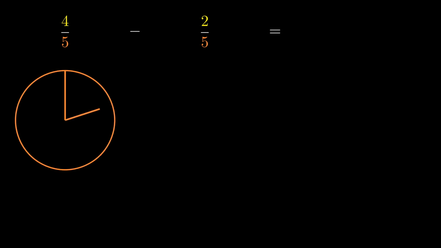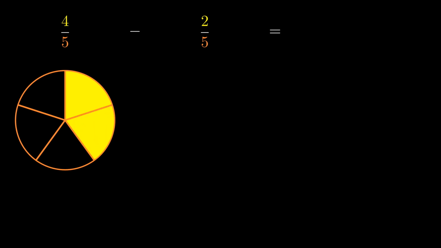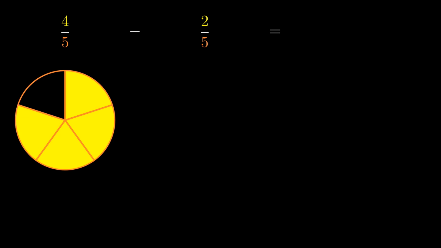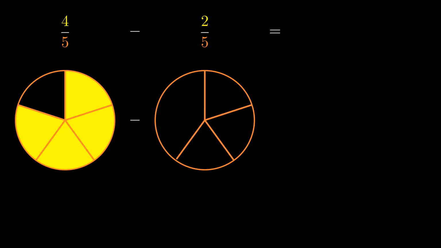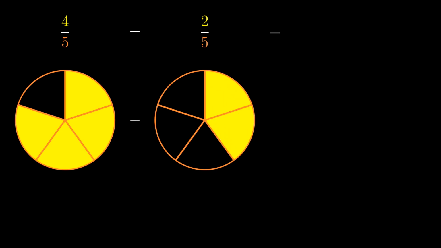Let's now take a look at another example. 4 over 5 minus 2 over 5. Let's represent this in terms of diagrams again. So let's split the first circle into 5, and shade 4 of the regions, as shown here. And the second fraction is again represented by another pizza split into 5, as shown here, with 2 of the regions shaded.